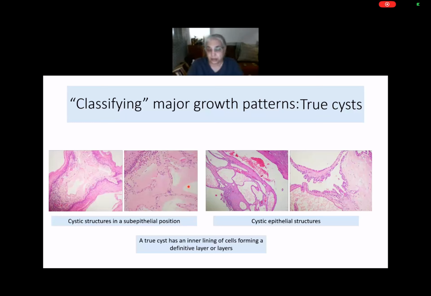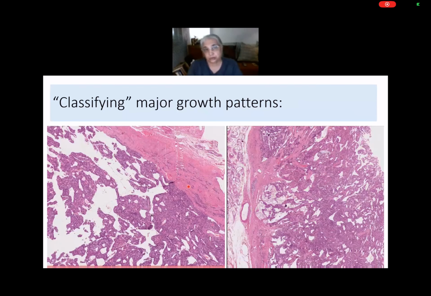We have to know then if these are true cysts. Okay, what are pseudocysts? Now, what do you see over here? You see that there is a solid. You see the solid pattern? Yes or no? Yeah. And that solid pattern is punctuated.